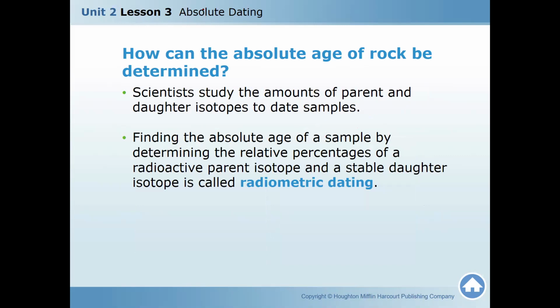Now, scientists study the amount of parent and daughter isotopes to date samples. They study the difference in time from the parent to the daughter. Finding the absolute age of a sample by determining the relative percentage of radioactive parent isotope and stable daughter isotope is called radiometric dating.